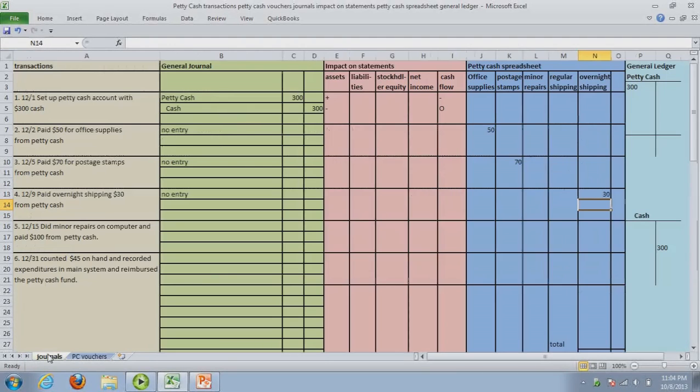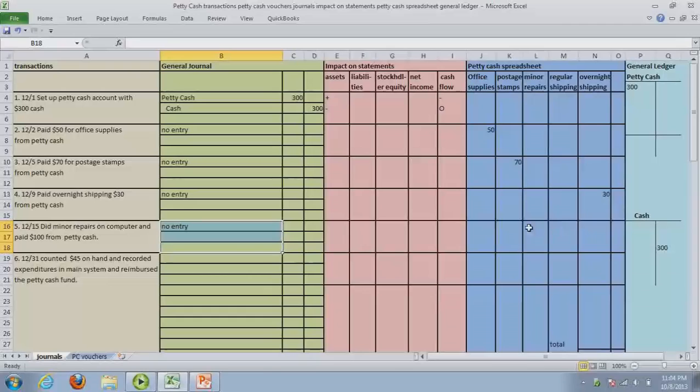Okay, so back to the transactions. We did minor repairs on the computer and spent money again. You can see the pattern here. Nothing goes into the journals. The bookkeeper is not bothered with the daily transactions from the petty cash fund. So we, as the petty cashier, would enter it into our system.